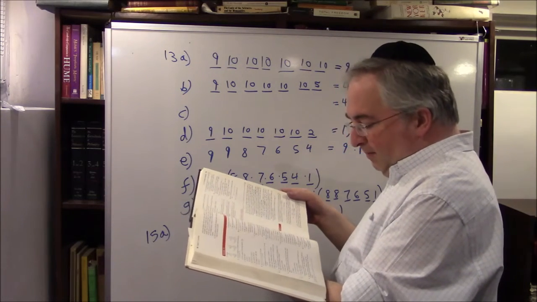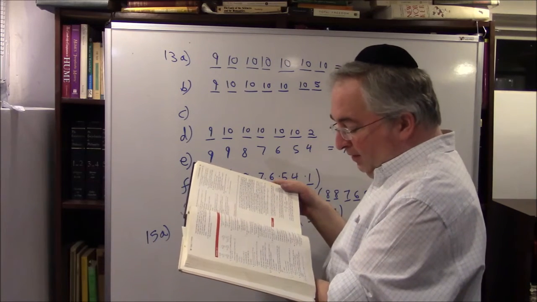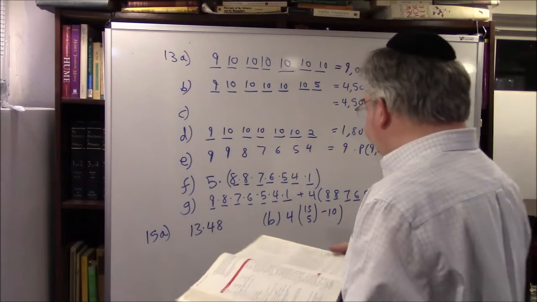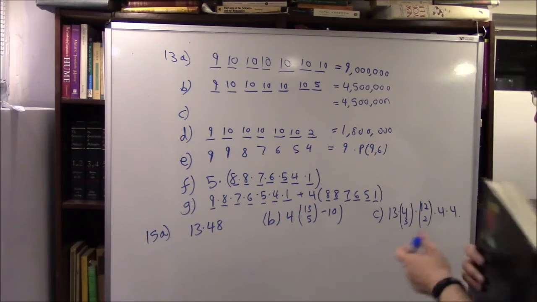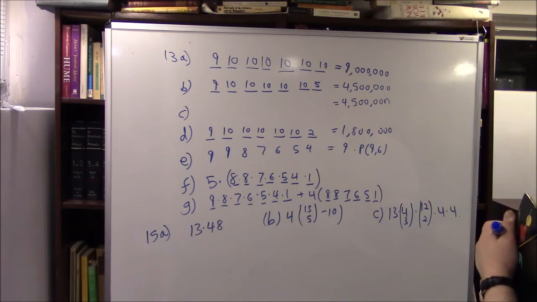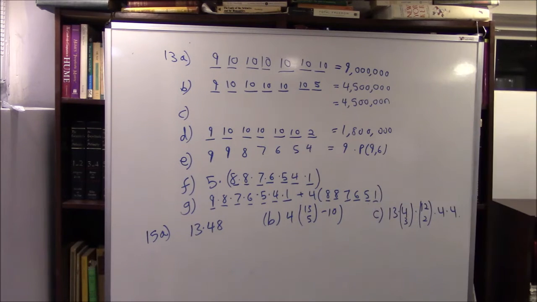How many even, this is G, how many even members of S have no 2 digits the same? Okay, so, I don't remember why I wrote that. Hold on.